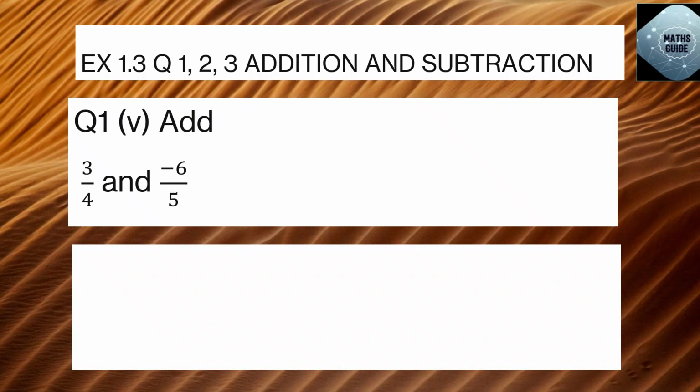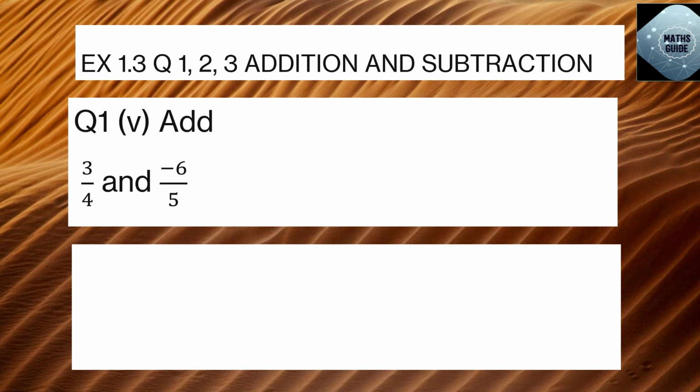Now let's move on to the main topic, that is addition and subtraction of rational numbers. This is exercise 1.3 of your textbook 7, and these are some of the parts which I'm going to solve in front of you in this video, of questions number 1, 2 and 3. The remaining questions are similar to these questions, which you can do yourself. Now let's start. This is question number 1 part 5.